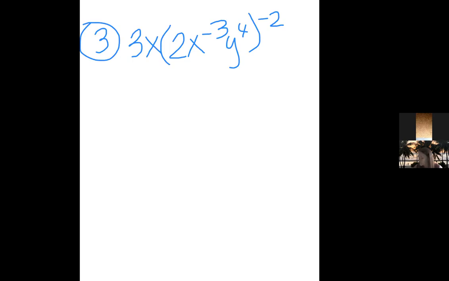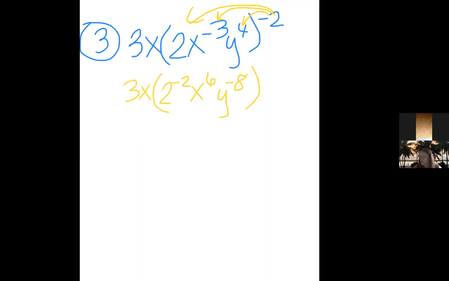So I would first distribute this -2 into everything. Okay, so it has to go into everything. And remember, it's a power to a power, so you're going to be multiplying. So this will be 2 to the -2. Then that'll be x to the +6. But then the y will go to a -8 because I'm multiplying by -2.